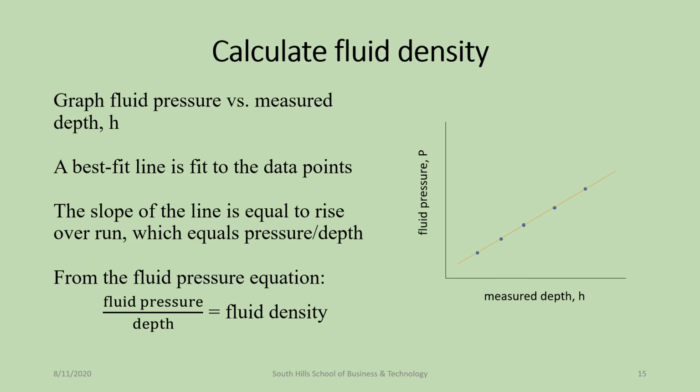Then you can draw a best fit line to match the data points and then calculate the slope of the line. So since slope is equal to rise over run, which in this case is pressure divided by the depth, h, then using the fluid pressure equation, that slope is equal to the fluid density, or should be. So a part of the lab is to then compare this slope, which is the fluid density, to the actual fluid density, the textbook density of water, 62.4 pounds per cubic feet.